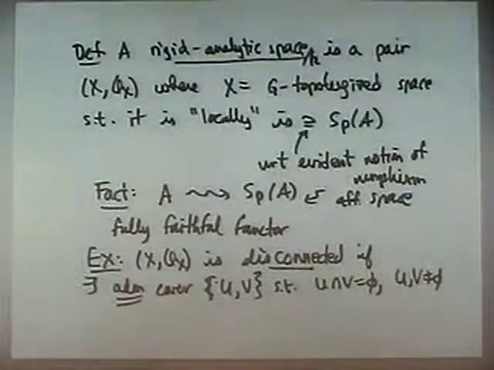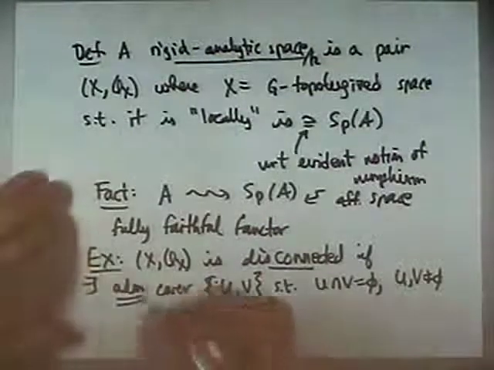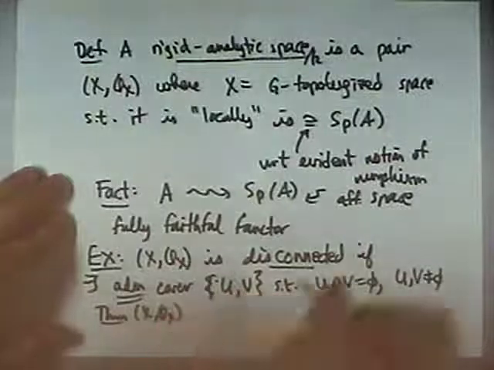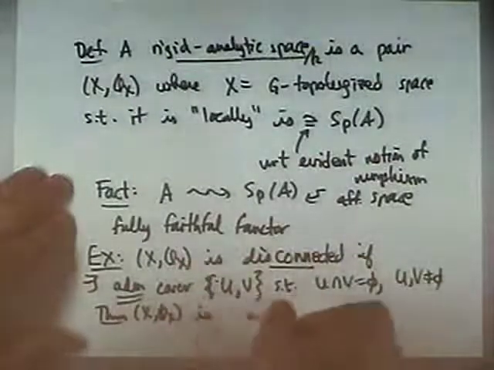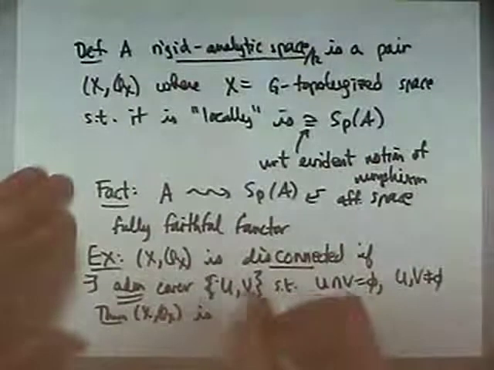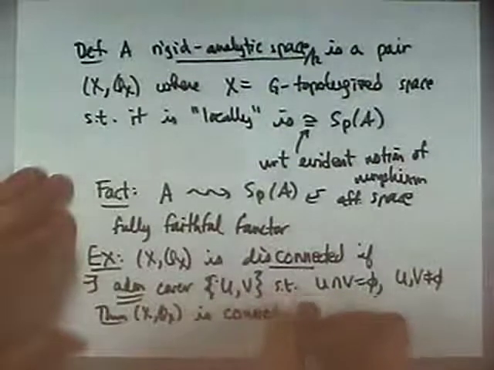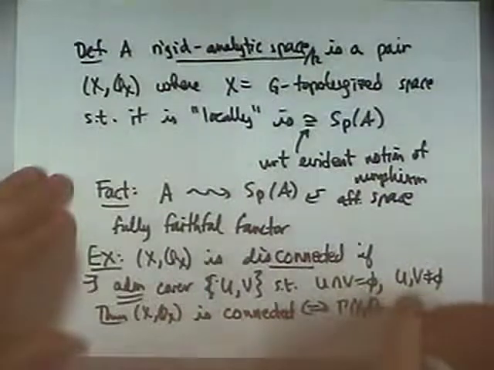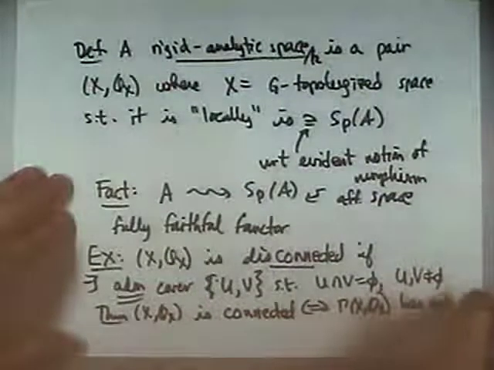You call that a separation. And the interesting thing is, so theorem, that (X, O_X), if it's not disconnected, you call it connected. So the empty set is connected. Anyway, X is connected if and only if Gamma(X, O_X) has no non-trivial idempotents.